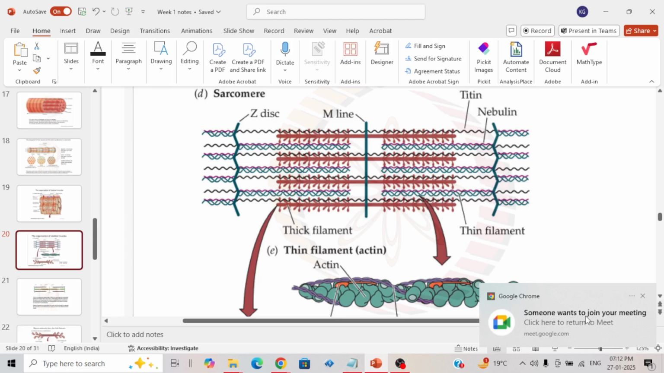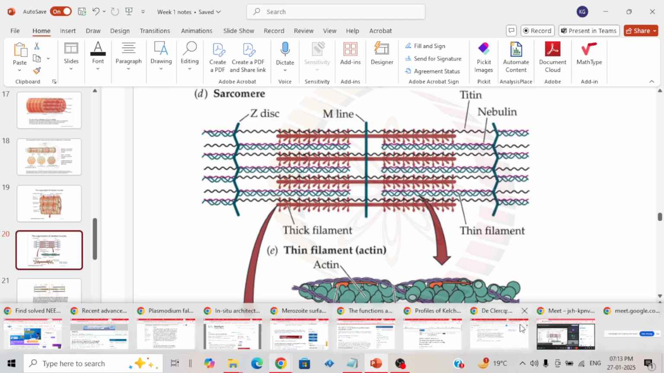This is a very large protein. Nebulin is a protein which is running along the length of an actin molecule, which maintains the length of the actin. But the protein which is running all along the length of this sarcomere is actually titin. Okay.